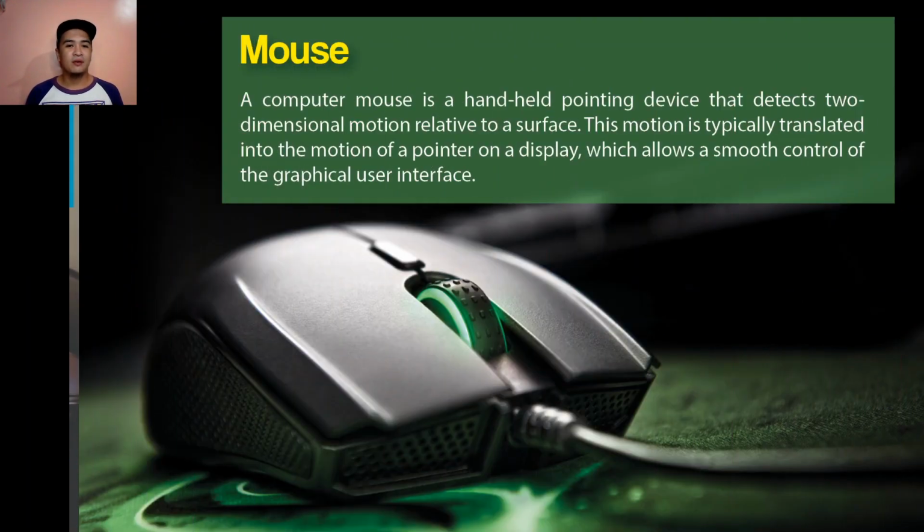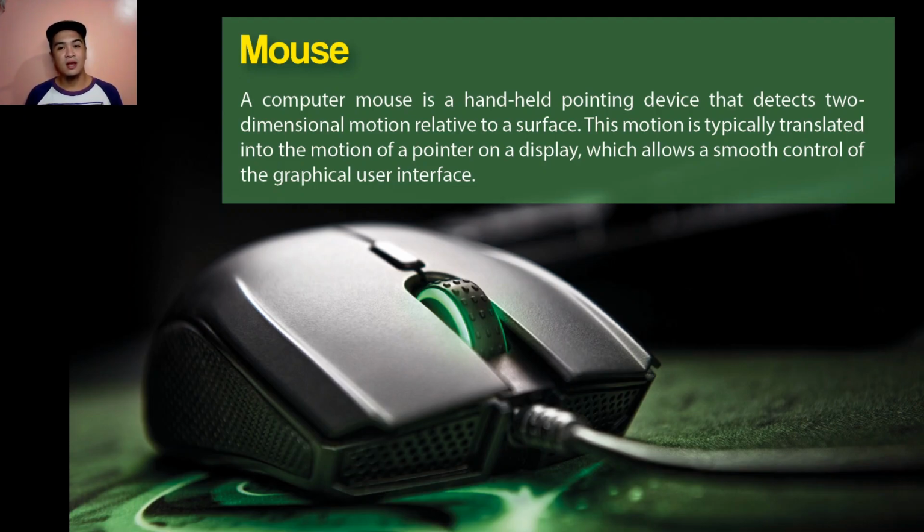Now let's talk about the mouse. A computer mouse is a handheld pointing device that detects two-dimensional motion relative to a surface. This motion is typically translated into motion of a pointer on a display, the white arrow on your screen, which allows a smooth control of the graphical user interface.